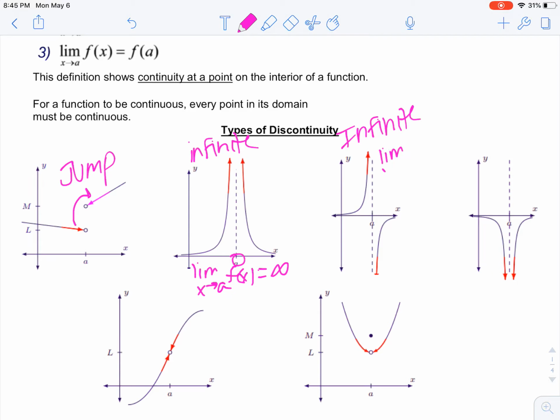Now this one, if we're saying the limit as x approaches a, we'll say the function's named f of x. This would be a does not exist because it goes up to infinity and down to negative infinity. Remember, if it equals infinity, technically that's also does not exist because you're not actually reaching a value. It's just kind of the idea of infinity. And this last one is also infinite, but we could say that the limit as x approaches a of f of x equals negative infinity.